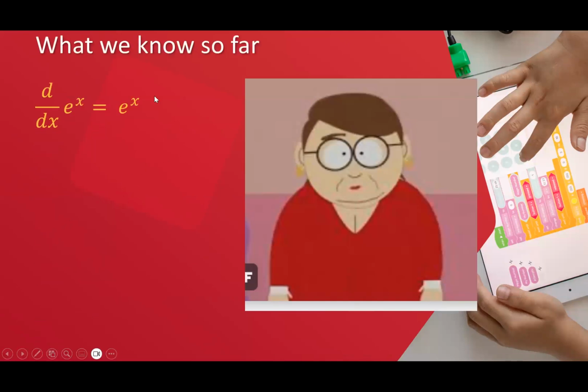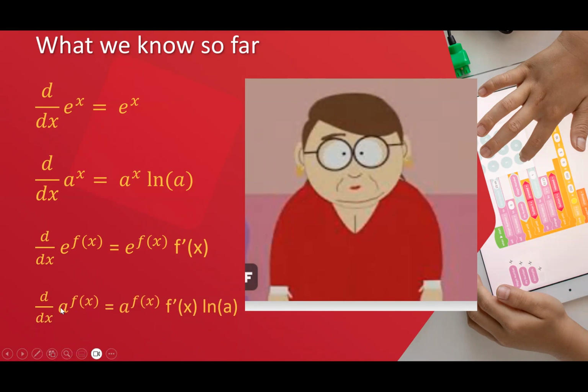So what do we know so far? Derivative of e to the x is e to the x. Derivative of a to the x is a to the x times natural log of a. Derivative of e to the f of x is e to the f of x times f prime of x, which is just a chain rule. And the derivative of a to the f of x is a to the f of x times f prime of x times the adjustment, natural log of a. So if we have a to the x, we've got to add on the adjustment. That's it. Okay, now let's move on.